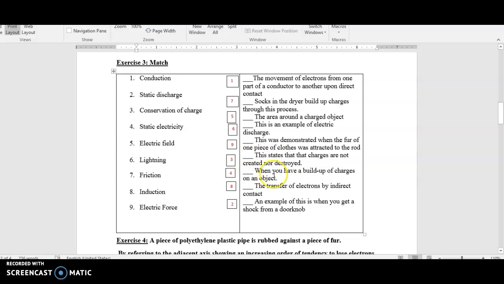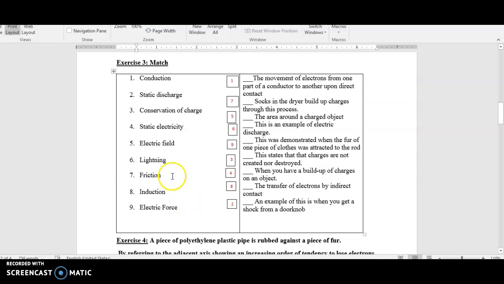So it is when you have a build-up of charges on an object, on the surfaces of the object. Electric field is the area around a charged object or the region around a charged object. Lightning is an example of electric discharge too, because clouds that carry excess electrons will lose them. The electrons will jump to the ground, and lightning will be observed, just like the example of the doorknob.